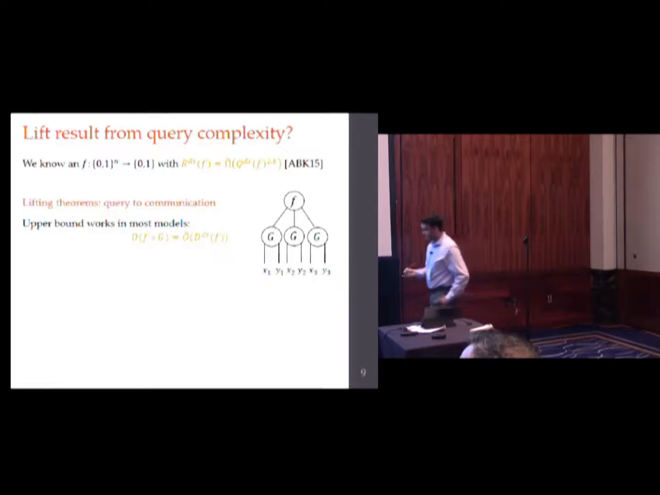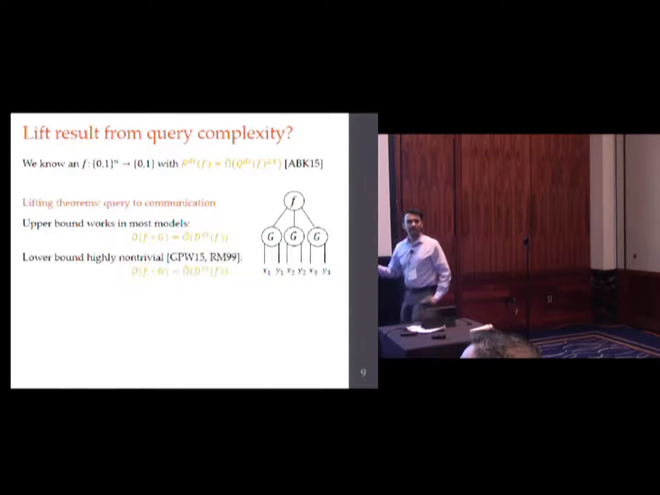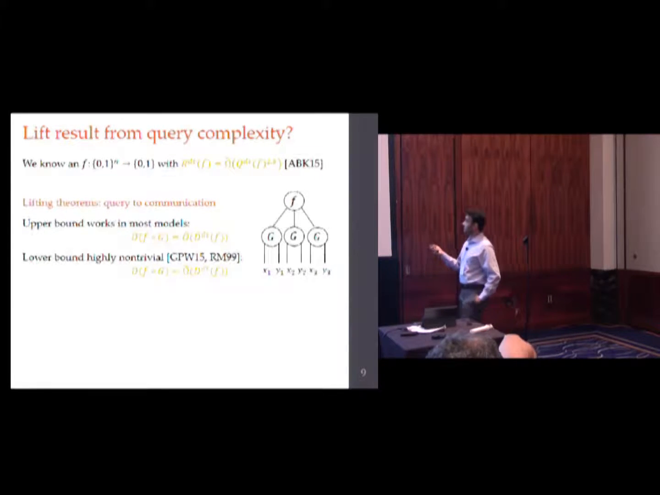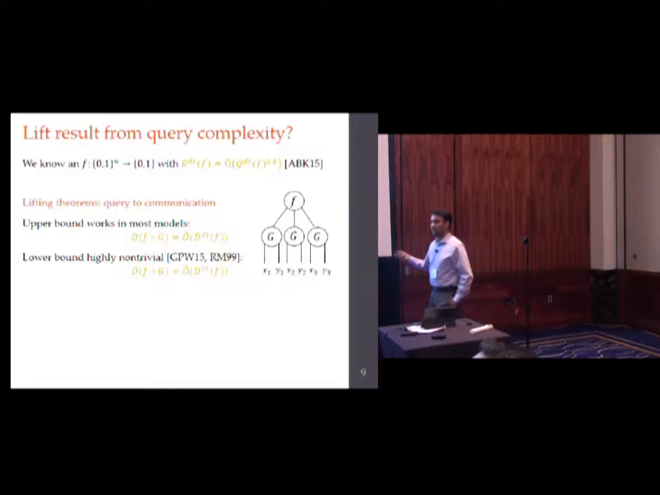So there's nothing interesting going on. The upper bound always works. And what is highly non-trivial is that sometimes you can prove matching lower bounds, and these are often called lifting theorems. So for deterministic communication complexity, you can actually prove this lower bound, which says that basically the best strategy for computing this function is for Alice and Bob to mimic the query protocol, and there's no better strategy. So this was proved last year by Gibbs, Patasi, and Watson, building upon the techniques of Raz and McKenzie for deterministic communication.